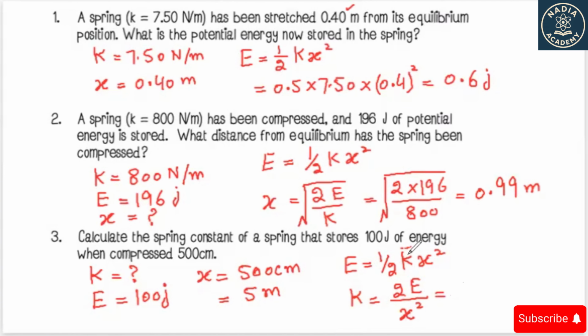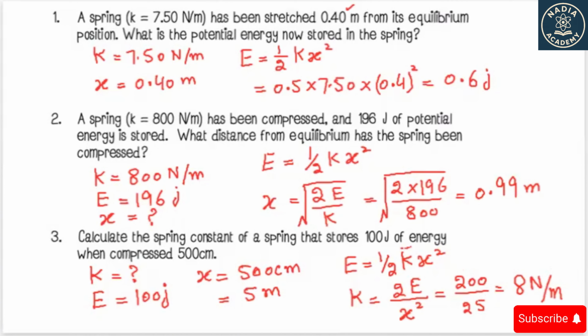Now let's put in these values. Energy is 100 joules. 2 times that is 200, and the extension is 5. So 5 squared is 25. Now you can see that 200 divided by 25, the answer is 8 newtons per meter. That will be the value of the spring constant.